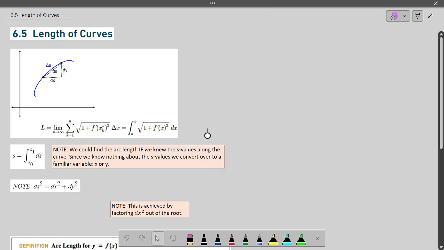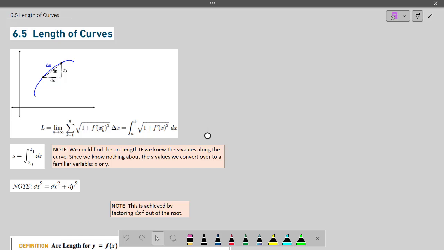Okay, so 6.5 and 6.6 are going to involve some integrals that are a little unsavory. Arc length and surface area tend to be topics that create integrals that you can't always integrate by hand. There are going to be square roots that just sort of stink.